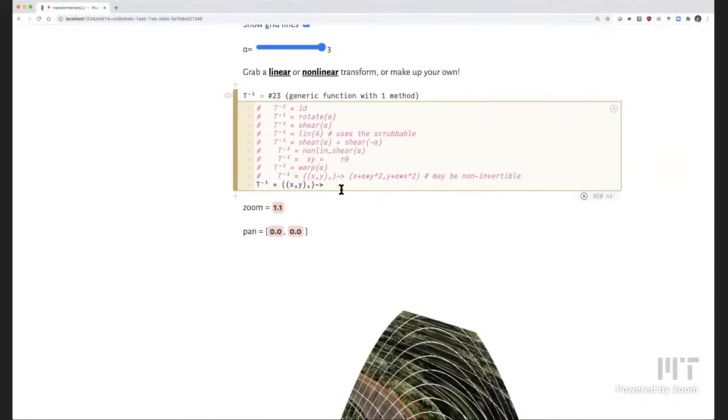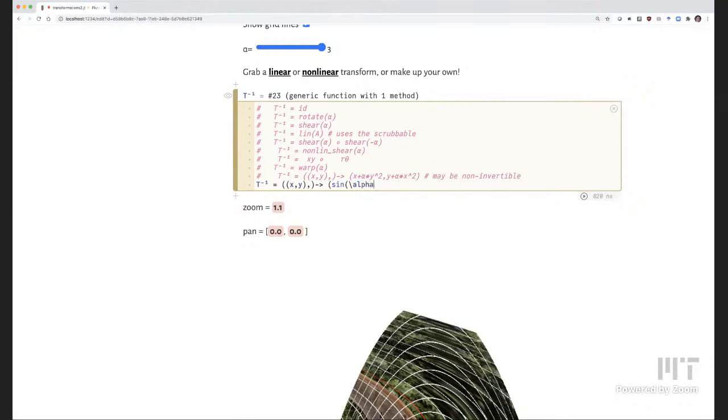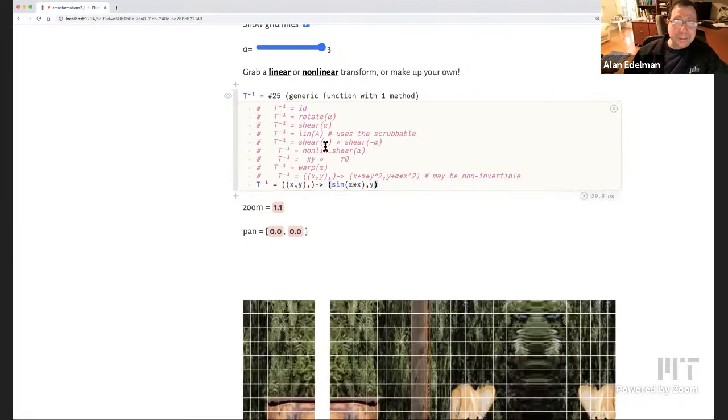So I guess it would be something like sine of 5x, sine of alpha x, and we could play with the parameter. Sine of alpha times x comma y to start with, and then we can see what happens. I've never tried that before. Okay, so let's see.